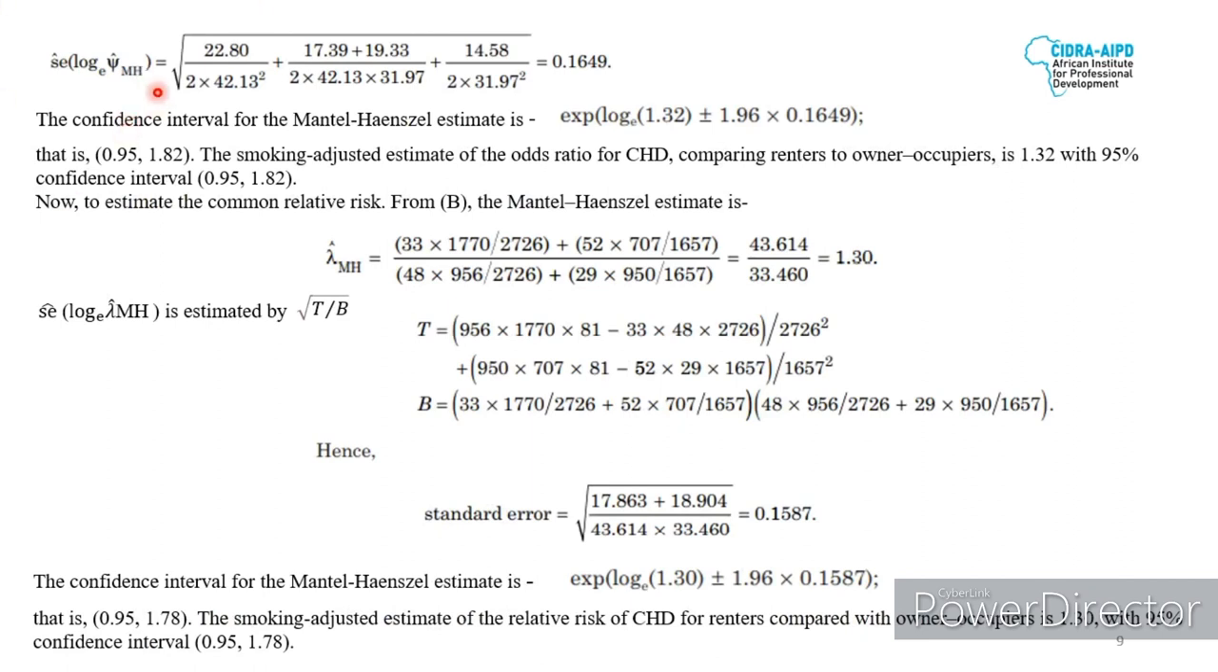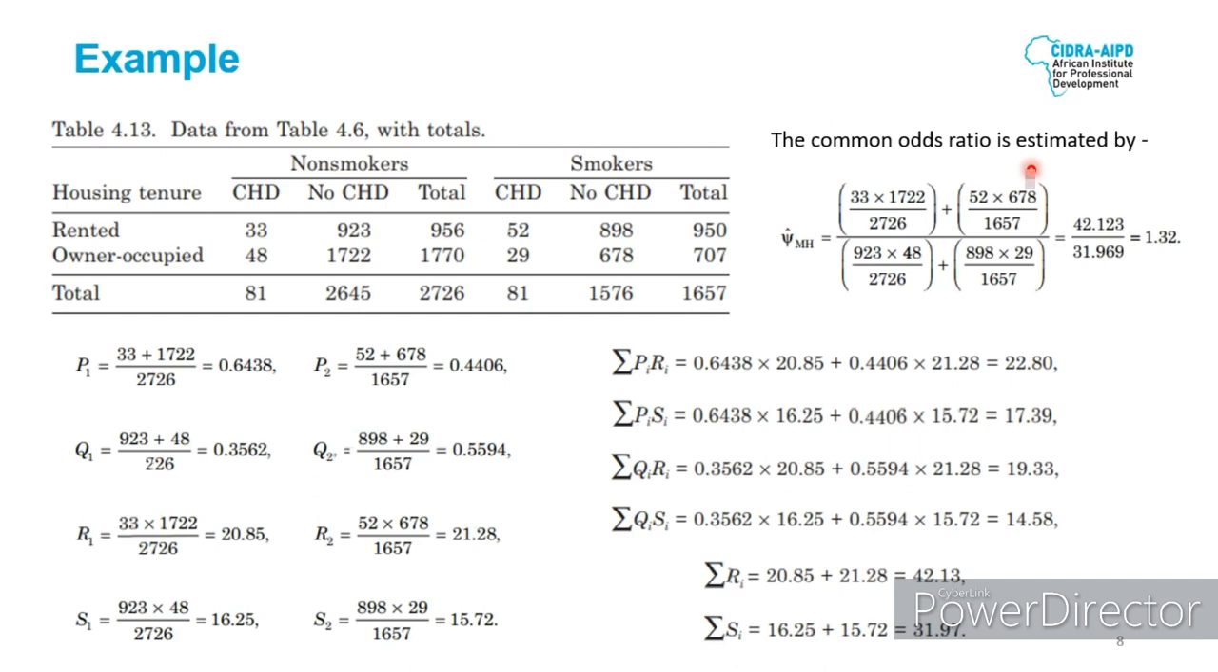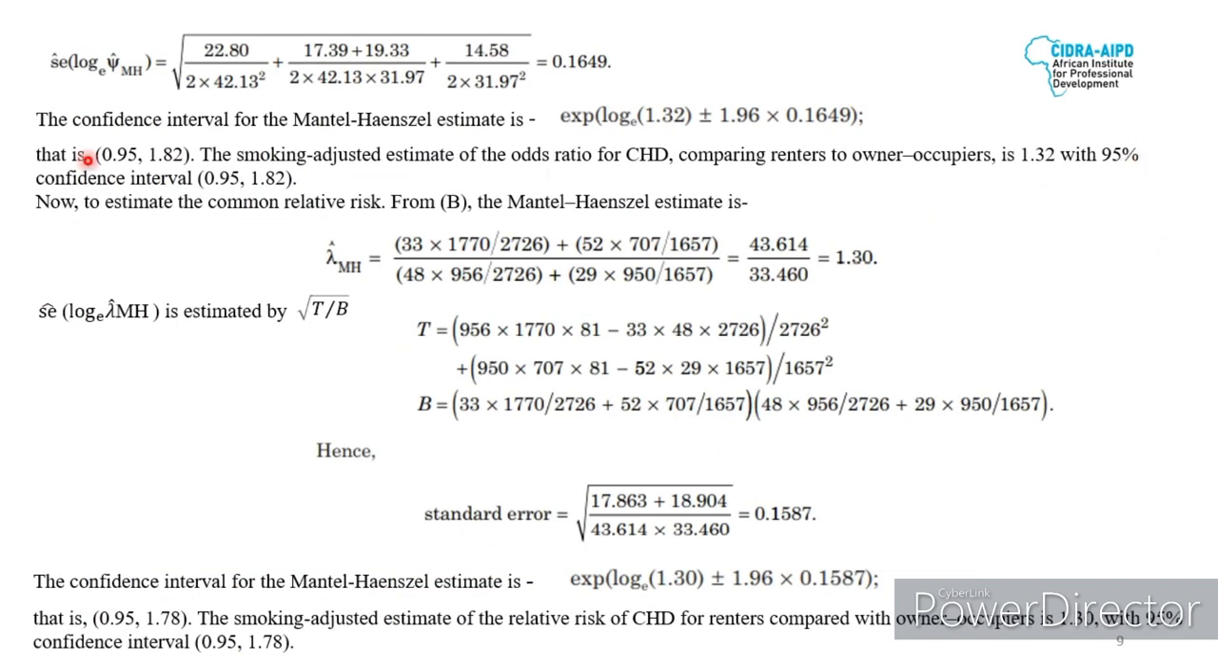and then finally we calculate the standard error of the logarithm of the test statistics and the confidence interval for the Mantel-Haenszel estimate given here, which is 0.95, 1.82. The smoking adjusted estimate of the odds ratio for CHD comparing renters to owner occupiers is 1.32, which is the test statistic, with 95% confidence interval of 0.95, 1.82.